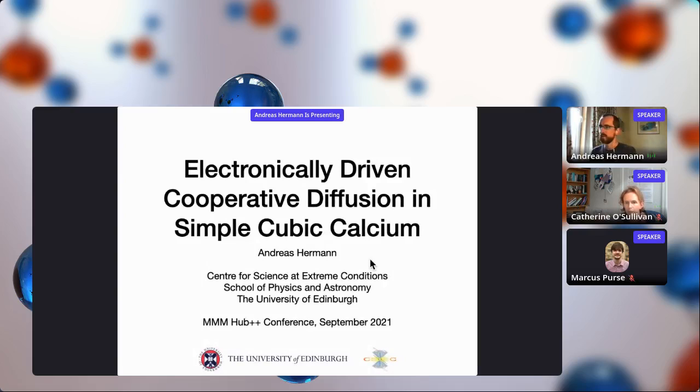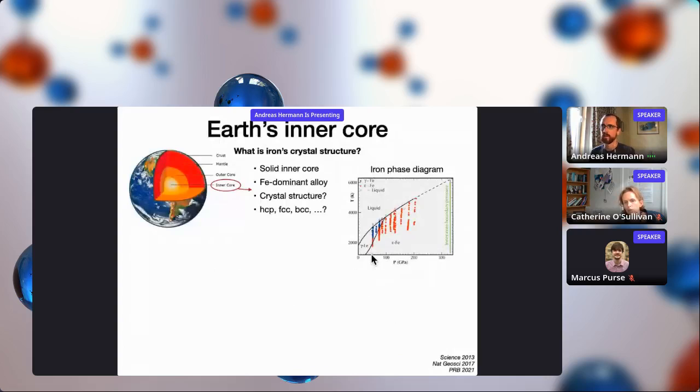So I'll talk about something slightly different. Simple cubic calcium, but my motivation slide will be trying to pretend that we're talking about something else yet again, which is what's the structure of Earth's inner core. And I'll try to convince you that these two things are related.